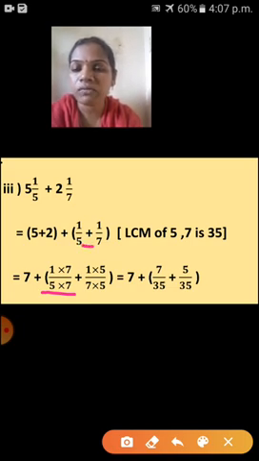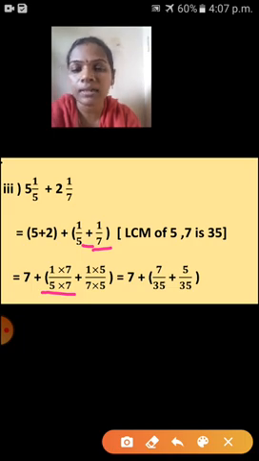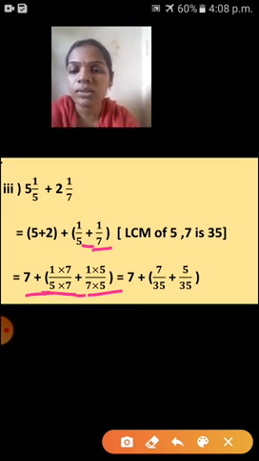Plus, so the first fraction you have to multiply with 7. Plus, the second fraction you have to see, 1 upon 7. So 7, if you are multiplying with 5, you will get what? 7 5s are 35. So here also, that same 7 you have to multiply by 5. That same numerator also you have to multiply with 5. Okay. So 1 into 5 upon 7 into 5. So I hope you understood this step.